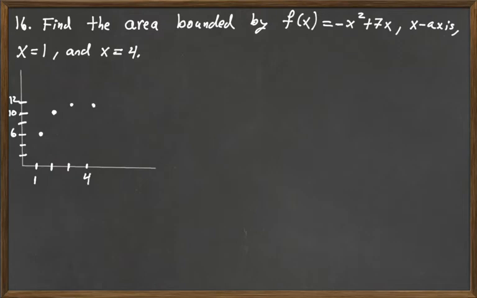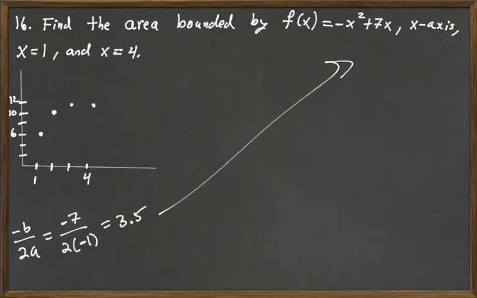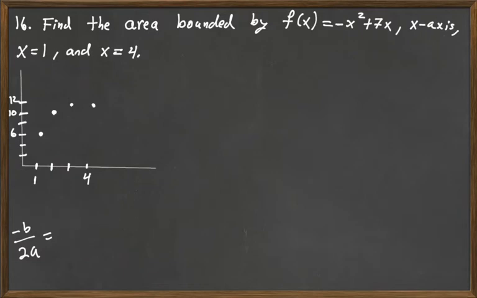The vertex, if you remember, is going to occur at negative b over 2a, so that's going to be the linear coefficient divided by the quadratic coefficient. And so that's going to occur at 3.5. If we want, we can plug that in there also to find the max there, but we don't need that for this. We just need a decent sketch. Okay.